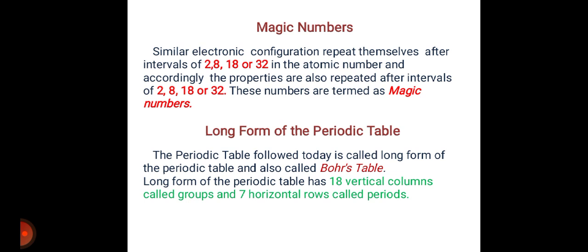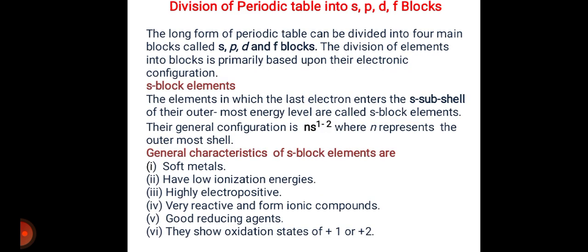And then, what is the long form of the periodic table? The periodic table followed today is called the long form of the periodic table, also called the Bohr table. The long form has 18 vertical columns called groups and 7 horizontal rows called periods. So now we can see the division of the periodic table into s, p, d and f block elements.